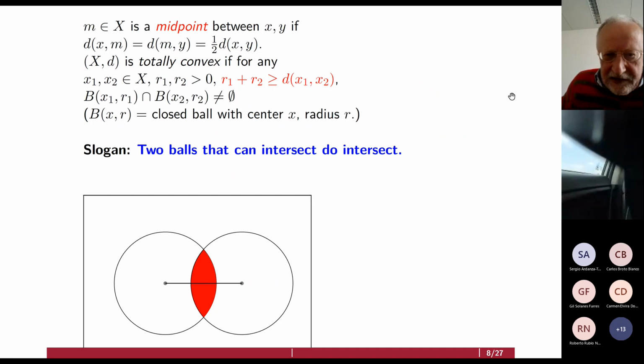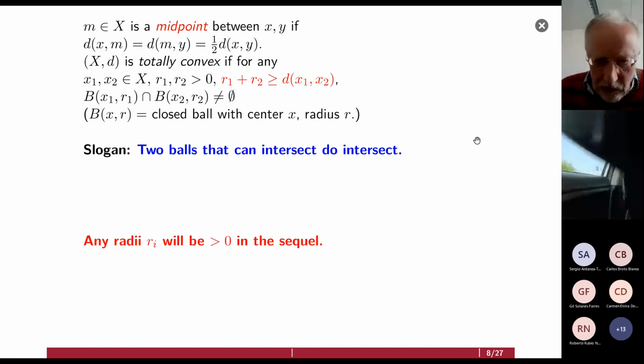One can generalize that slightly, take any two radii whose sum is at least equal to the distance between those 2 points, and then you ask that the two balls have a non-empty intersection. The balls are always closed balls that I use, and so the slogan will be that two balls that can intersect because the radius condition is satisfied, do in fact intersect. That is total convexity. And just as a convention, I will only look at positive radii in the sequel, except at the very end.